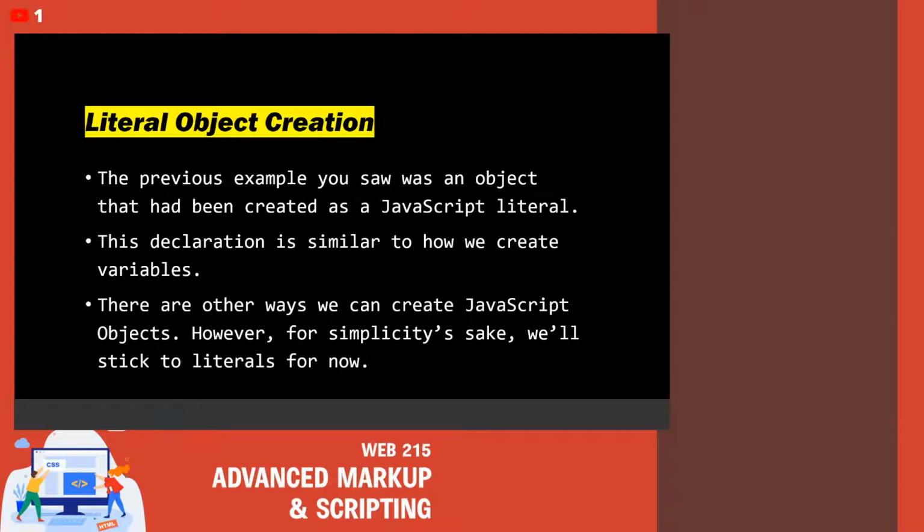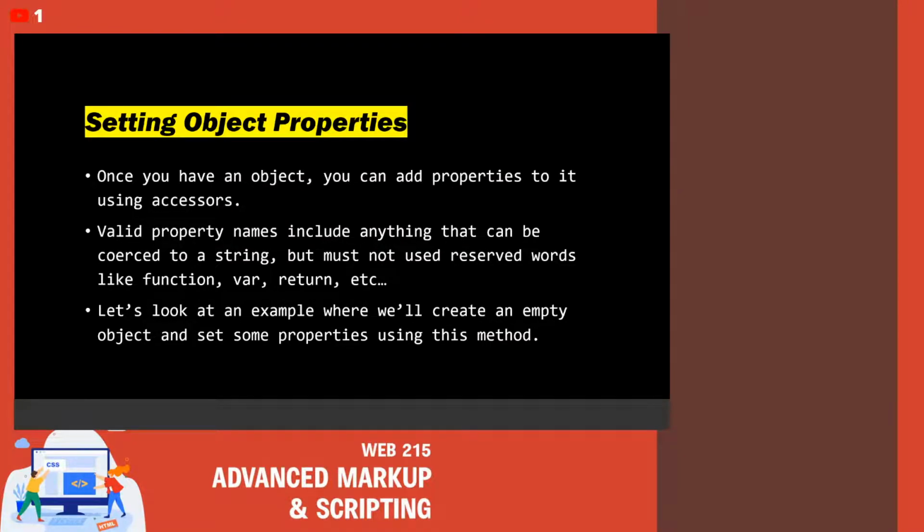So once we set an object, we can set an object's properties. Once we have an object, we can go back and change these properties. Or we can add properties to it using accessors. Valid property names include anything that can be coerced to a string. So we can just make up property names on the fly. Basically anything that can be used as a variable name, we can also use as a property name for our JavaScript object.